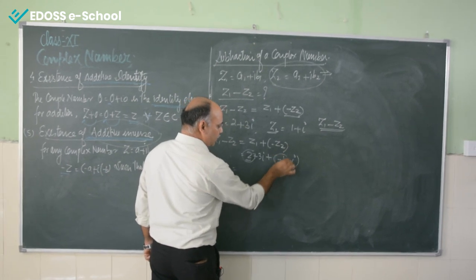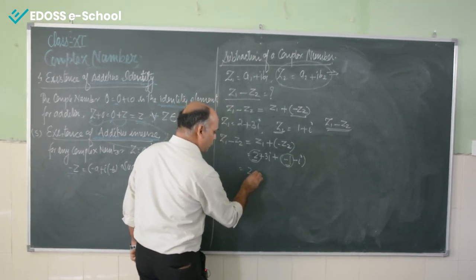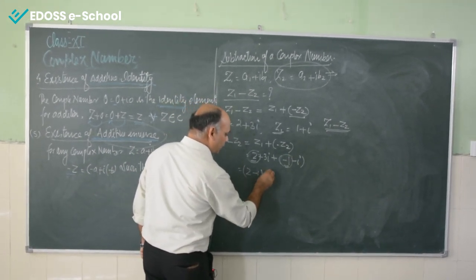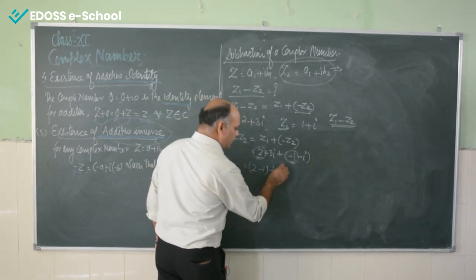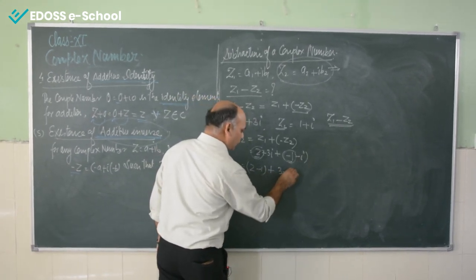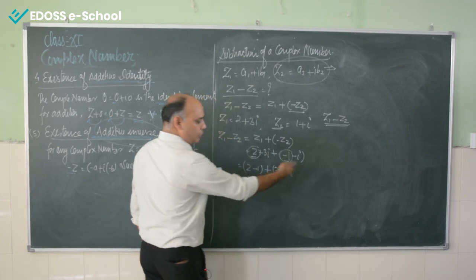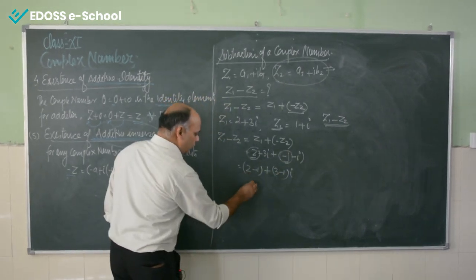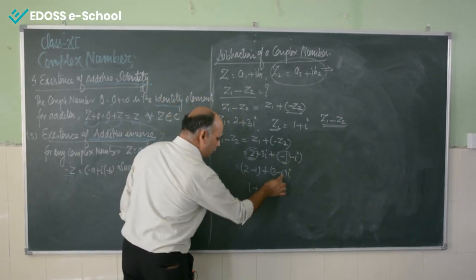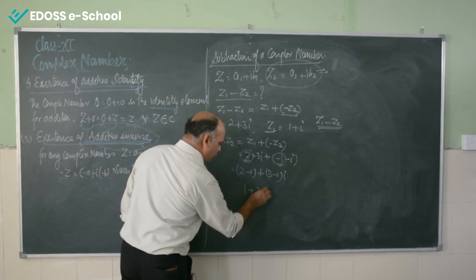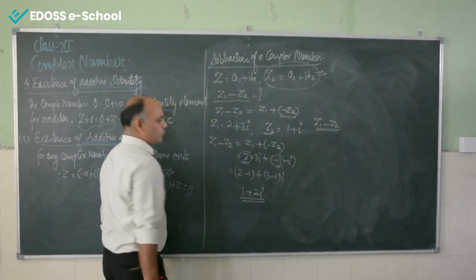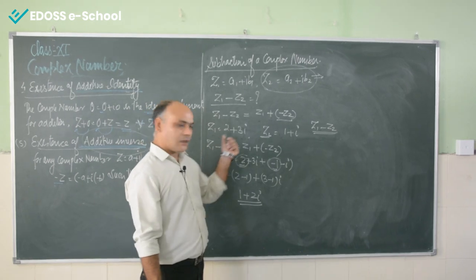2 and minus 1 are the real part, then this will be 2 minus 1, then you have to write here plus 3 minus 1, 3 minus 1 dot iota. Iota will be common out, then 2 minus 1 equals 1, plus 3 minus 1 equals 2 iota. And this is the result when you are subtracting Z1 and Z2.